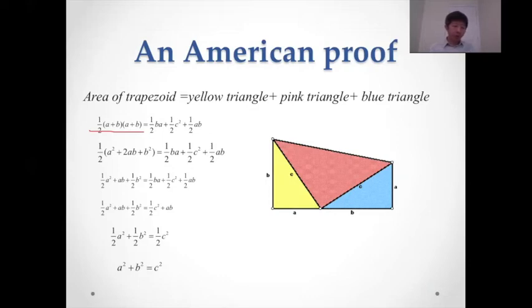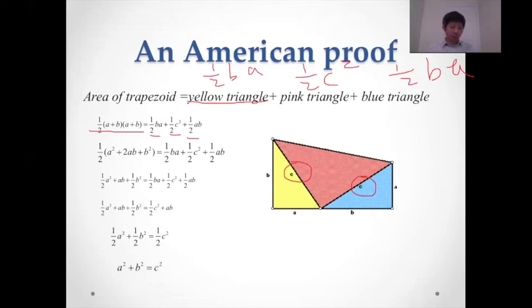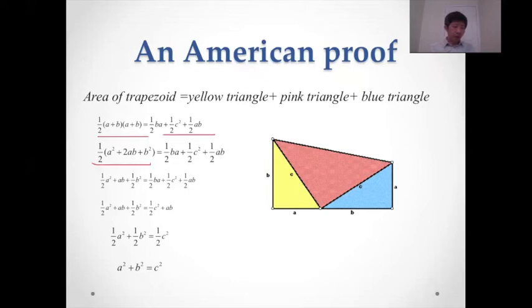Now next, the yellow triangle is 1/2 base times the height. Pink triangle, 1/2 base times the height. Base is C, height is C, so that's why. Next, for the blue triangle, 1/2 base is B, height is A, right? So that's why we have this. Okay, so now we work on simplifying this, and go to the next step.